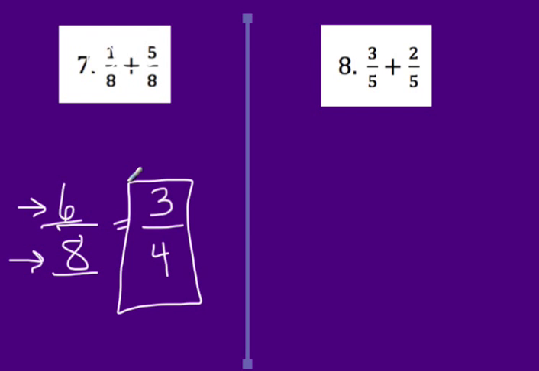Taking a look at number 8 now, we have 5 as our denominator, and then we're going to add 3 plus 2. Well, 3 plus 2 is going to give me 5. So here I happen to have 5/5, and 5/5 is the same as 1.